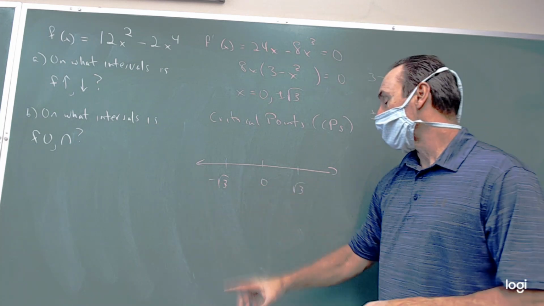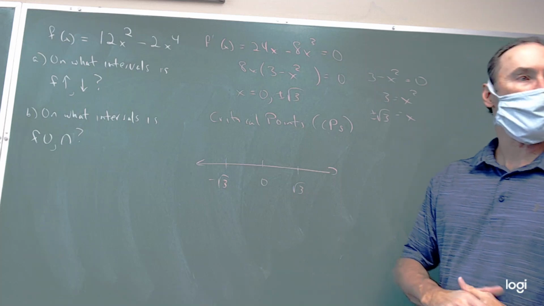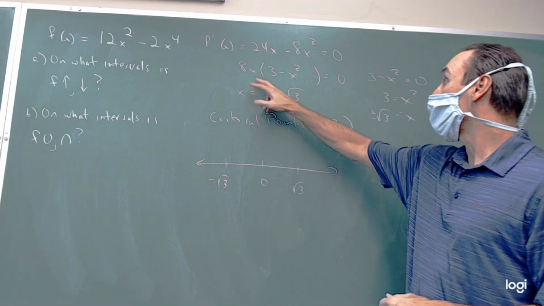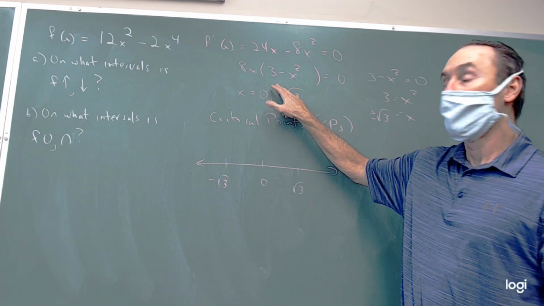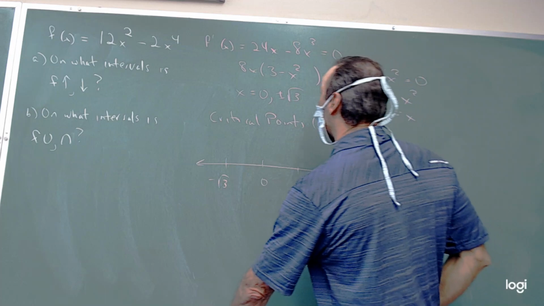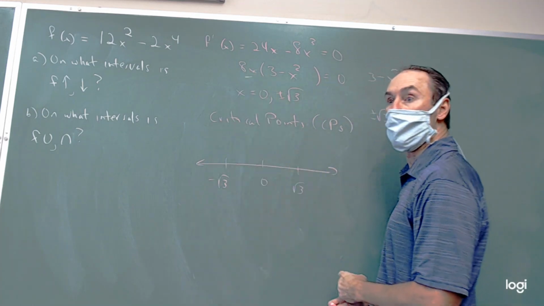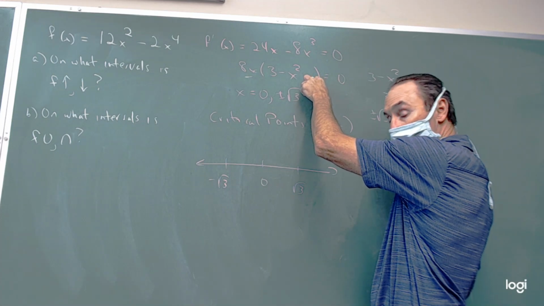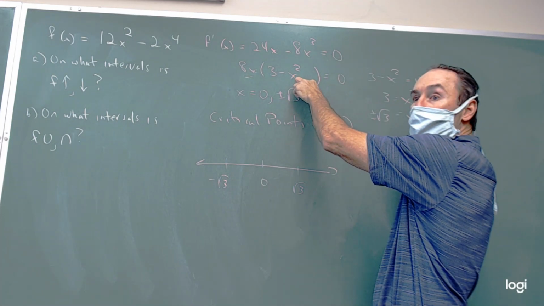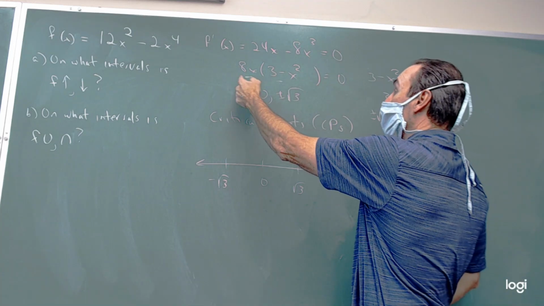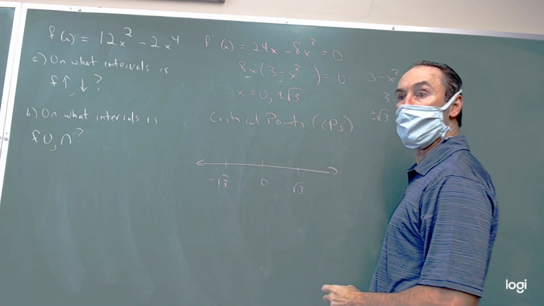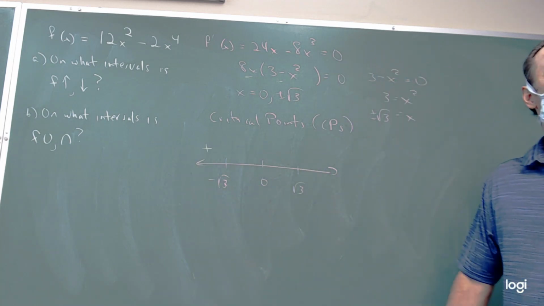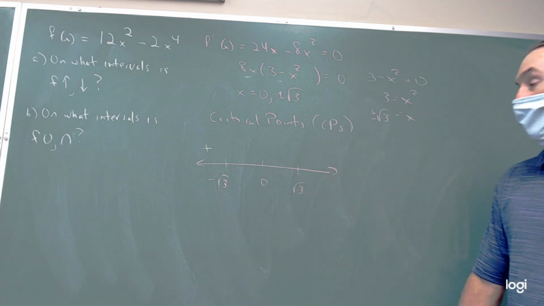So let's see, square root of 3 is a little bit less than square root of 4, which is 2. So if I put maybe a negative 2 in, I'm going to plug it right in here. Negative 2 would make 8 times x negative. Negative 2 squared would be 4. 3 minus 4 would be negative. A negative times a negative would be positive. So to the left of negative square root of 3, this derivative is going to be positive.